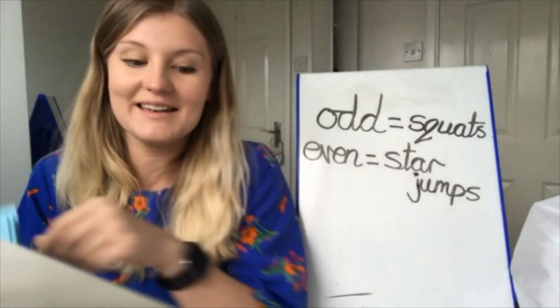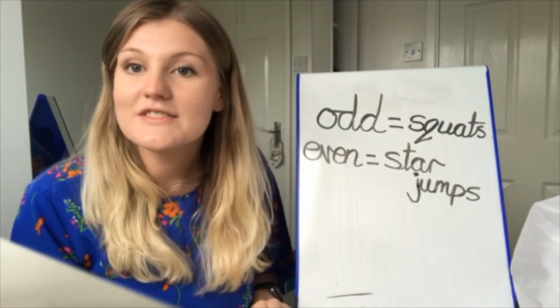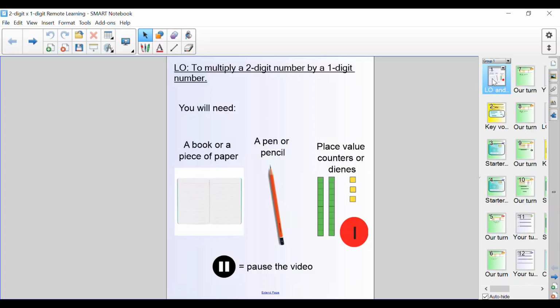And we're back to the beginning. I hope you enjoyed that. Let's get on with today's maths lesson. Our learning objective for today is to multiply a 2-digit number by a 1-digit number.